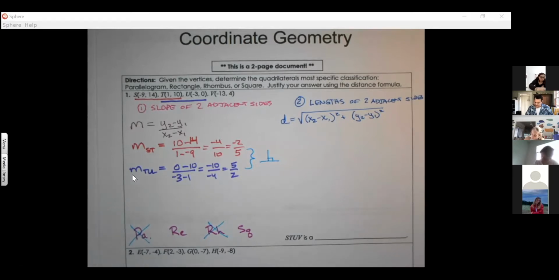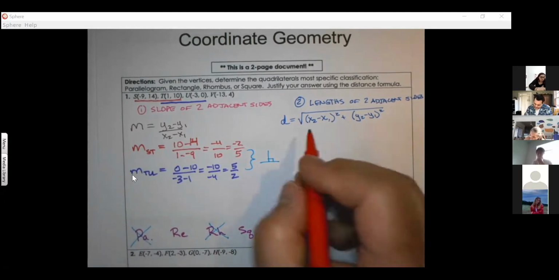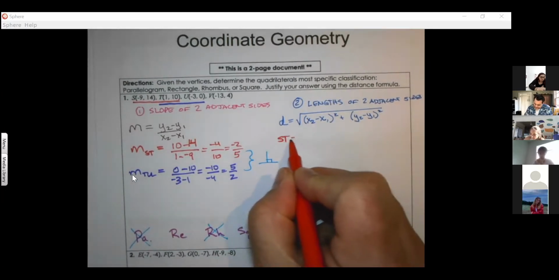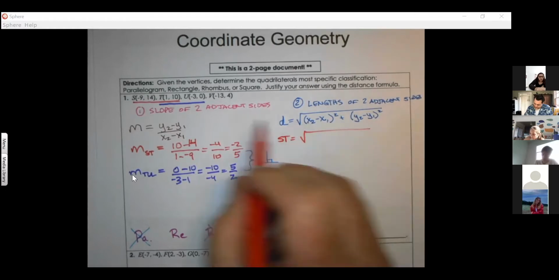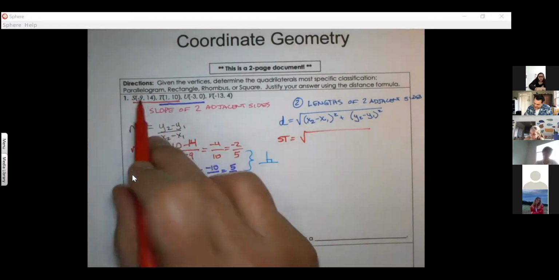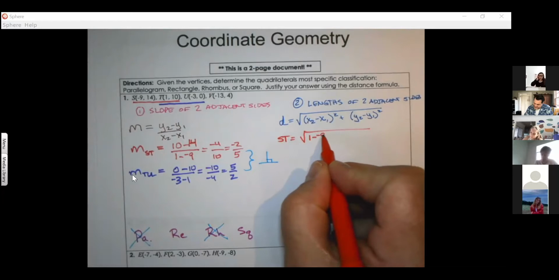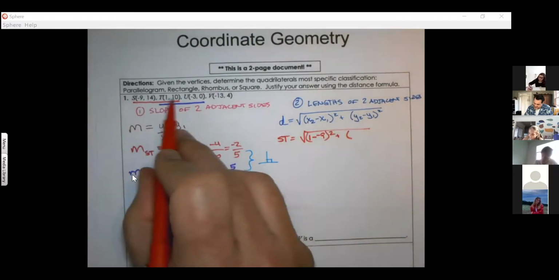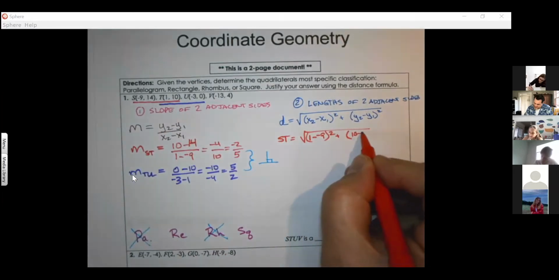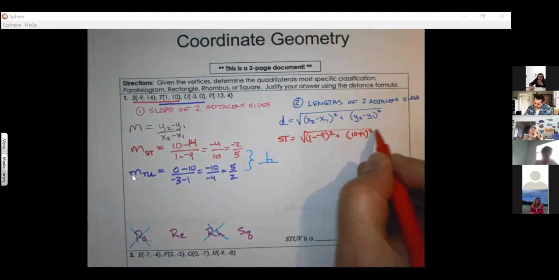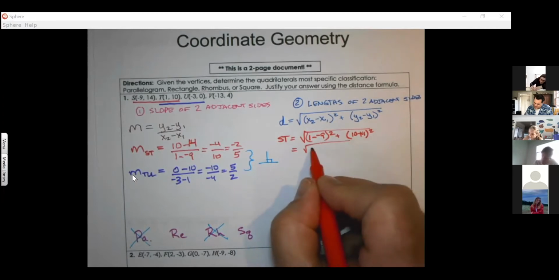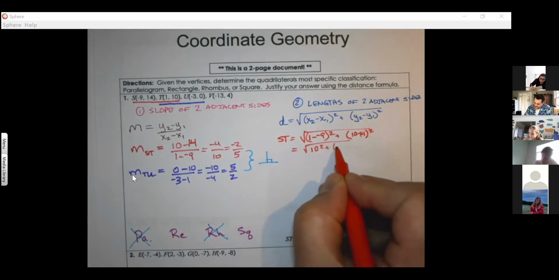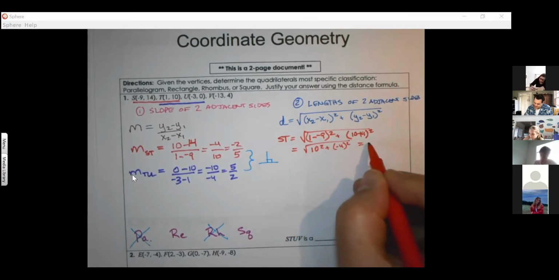And let's see what we're going to do. I'm going to find the distance first for ST. Use the same sides. So ST, that's x minus x, so 1 minus negative 9, squared, plus 10 minus 4, squared, equals 10 squared plus negative 4 squared, square root of 116.